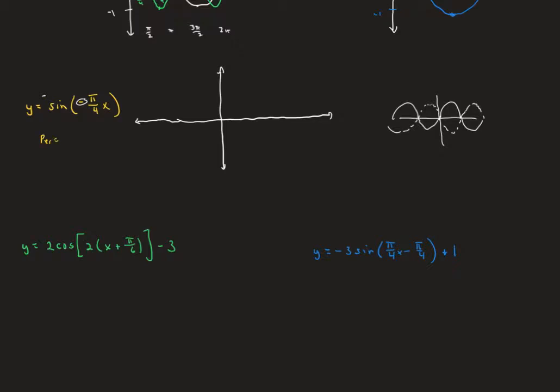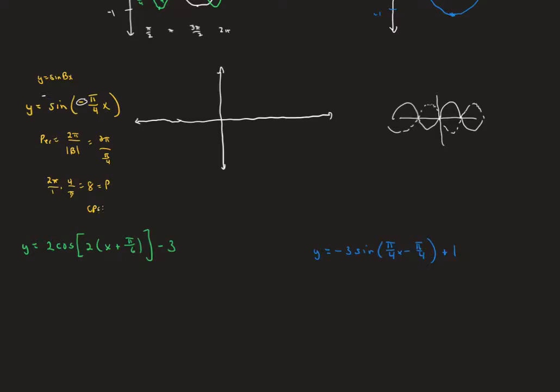Okay, period. Let's see what that does. It's going to be the normal period, 2 pi. Now we divide it by the absolute value of b, if we're thinking of this as sine of bx. So the sign doesn't matter in terms of the period, the positive or negative sign. So this is going to be 2 pi divided by pi over 4. That's going to be 2 pi times 4 over pi. We get to cancel the pi's and get 8. So our period is 8.